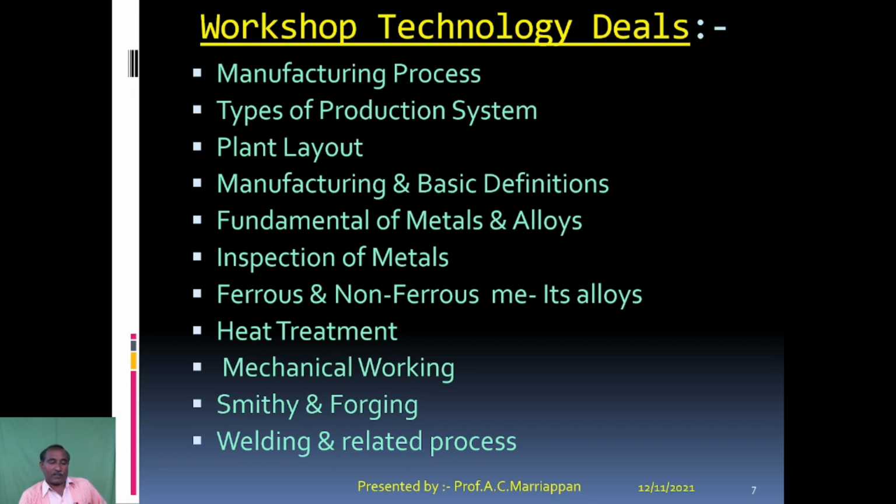Especially in the industrial field. And mechanical working is where the material is modified into different shapes. Smithy and forging are also where we make the material into different forms by molds and dies. And also welding. So these are the major roles of the subject dealt with in workshop technology.